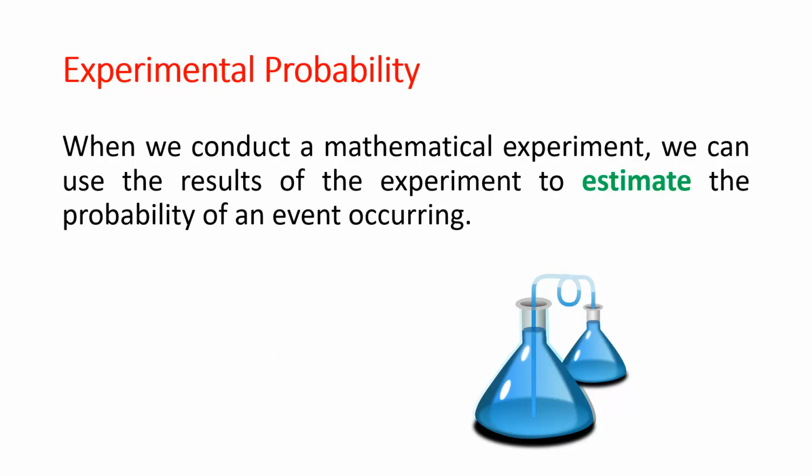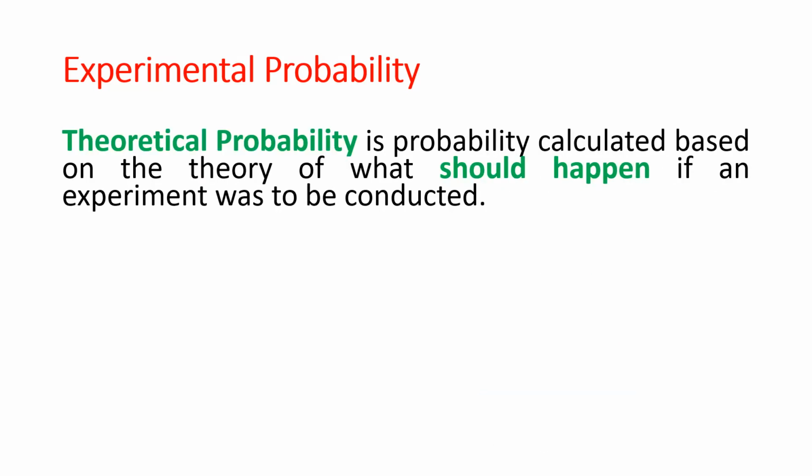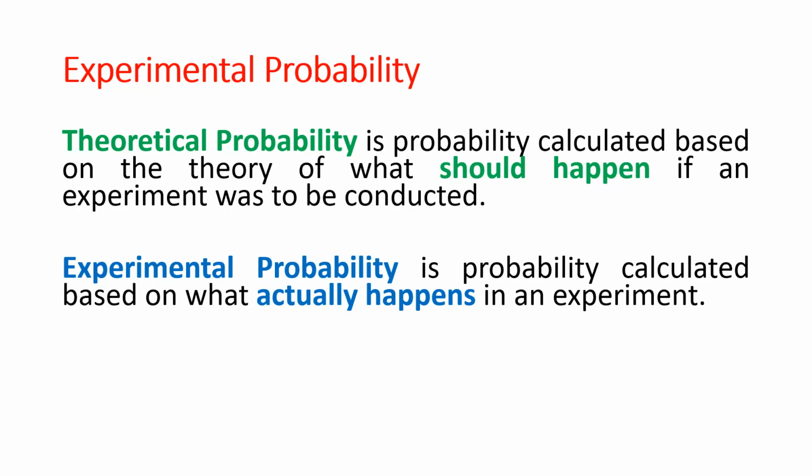When we conduct a mathematical experiment, we can use the results of the experiment to estimate the probability of an event occurring. In the last video, we chatted about theoretical probability, which is the probability calculated based on the theory of what should happen if an experiment was to be conducted. The theory of throwing a die should be 1 chance out of 6 for each number. However, when we do the experiment, we can use experimental probability, which is the probability calculated based on what actually happens in the experiment.